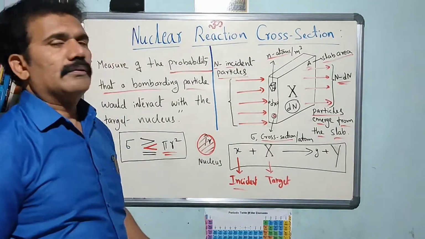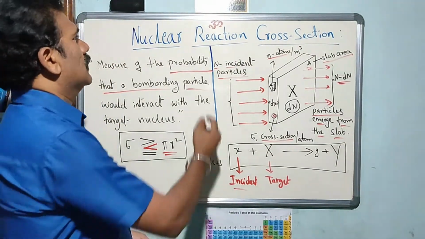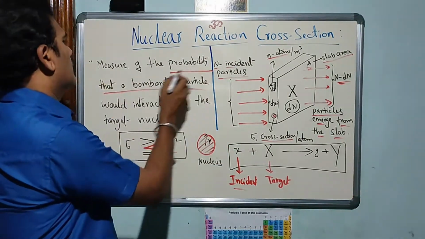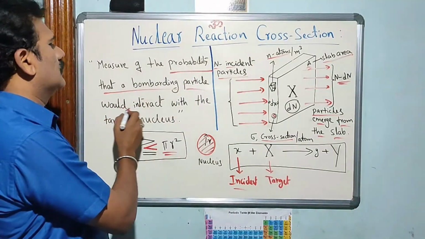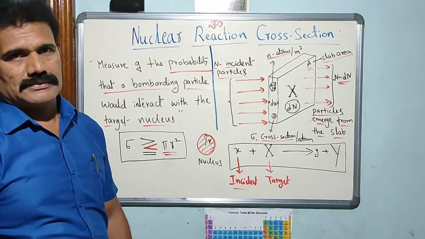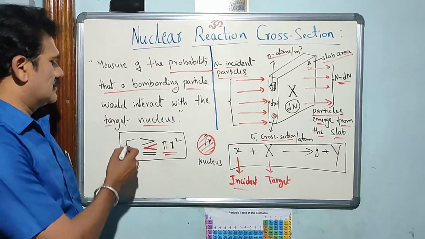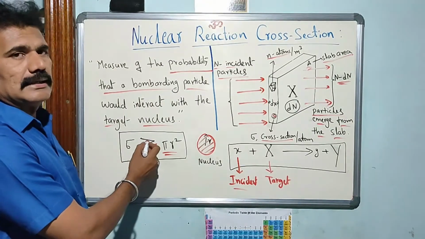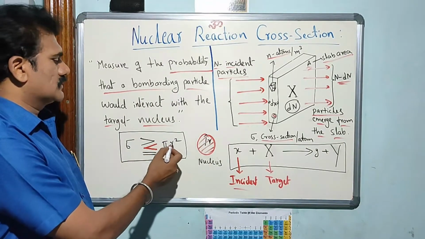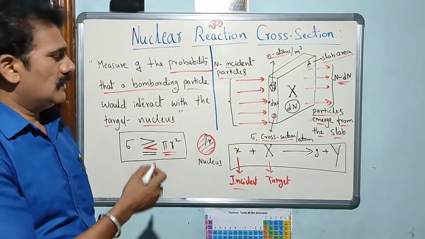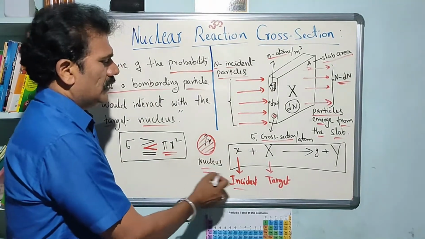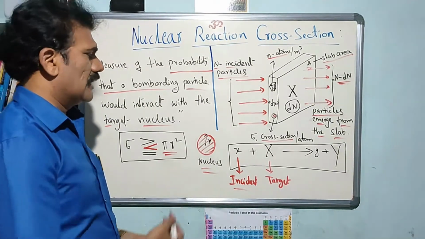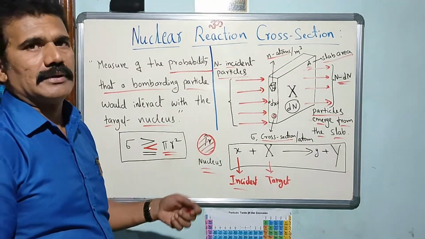We consider that parameter as the nuclear reaction cross section, which we define as the measure of the probability that a bombarding particle will interact with the target nucleus. This probability is measured as sigma, the cross section. That quantity may be greater than, less than, or equal to pi r square. What is pi r square? Pi r square is the cross-sectional area of a nucleus present in the target, where r is the radius of the nucleus. Depending on that, we can have the total cross section of the nuclear reaction.